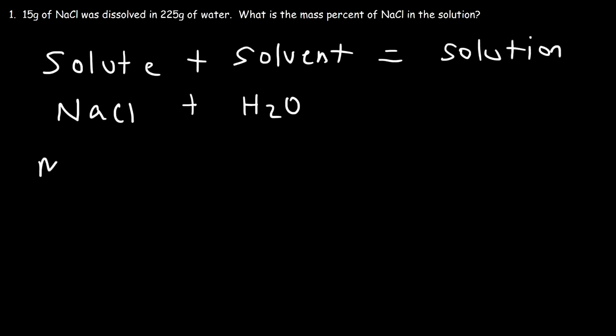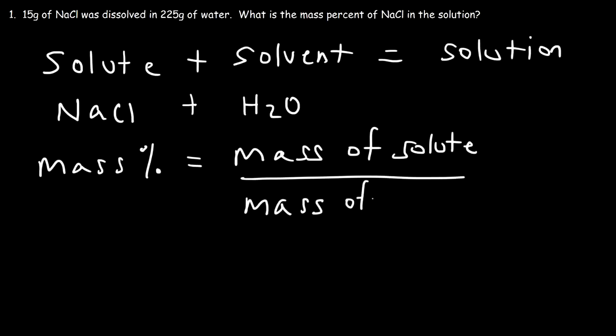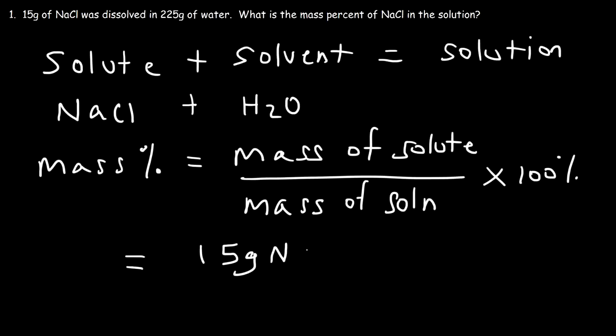Now the mass percent is the mass of the solute divided by the mass of the solution times 100%. So in this example, we have the mass of the solute. We have 15 grams of sodium chloride.